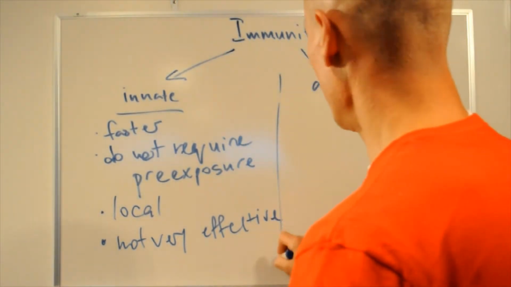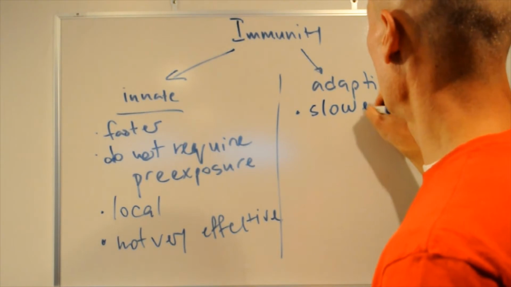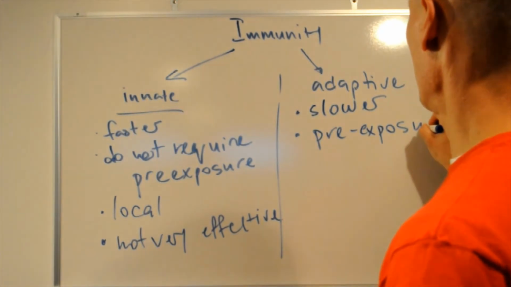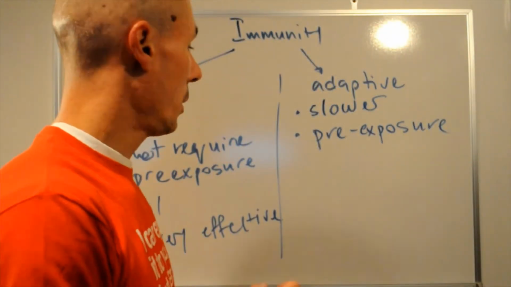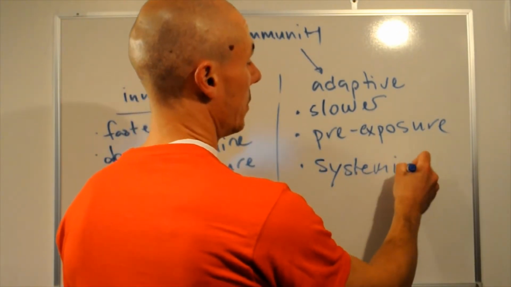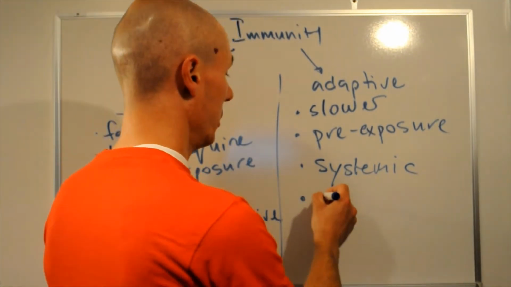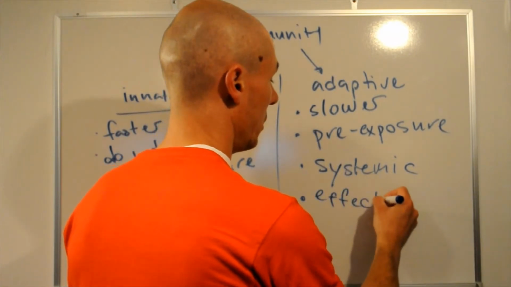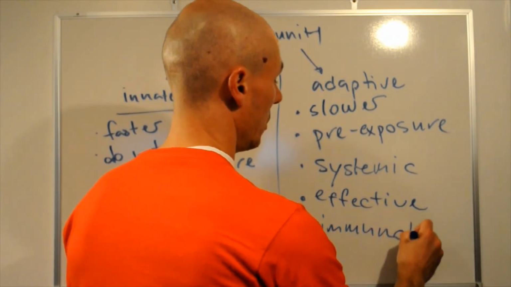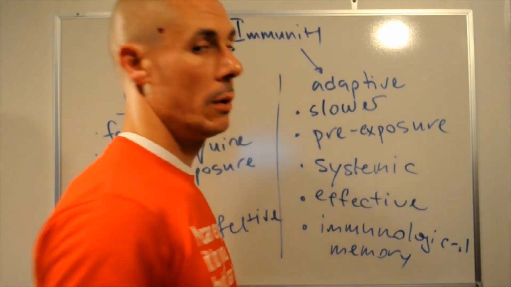Now, what about adaptive responses? They're slower, since they require pre-exposure. They're also systemic, meaning that they affect multiple parts of the body. And on top of that, they are more effective. And importantly, they form immunological memory.